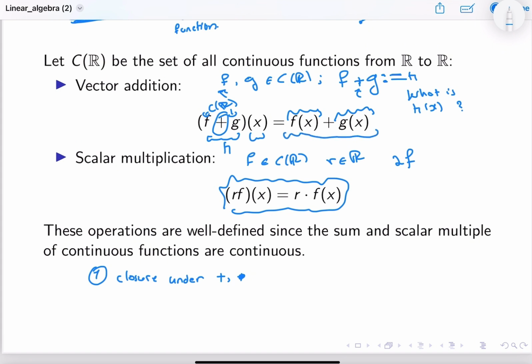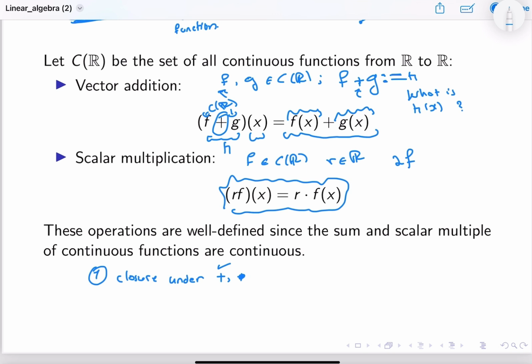But you know, when you add two functions, you get a function, right? Yeah, it's obvious. And when you add two continuous functions, you know also that you get a continuous function. So the addition will take two continuous functions, add them, and still give you a continuous function, and thus closure under addition is correct.